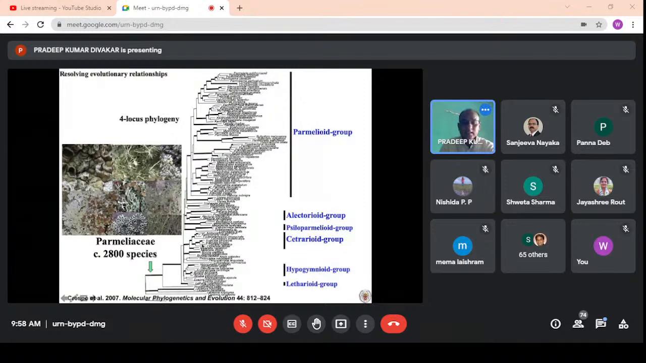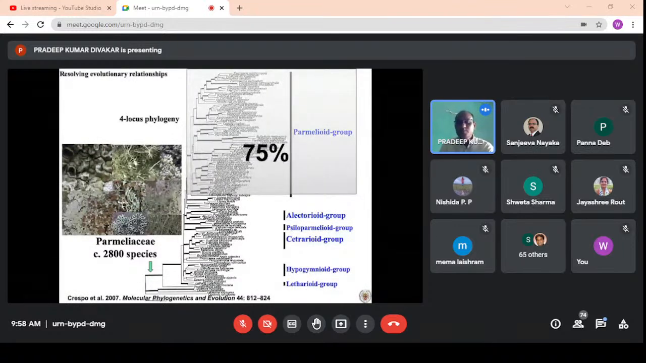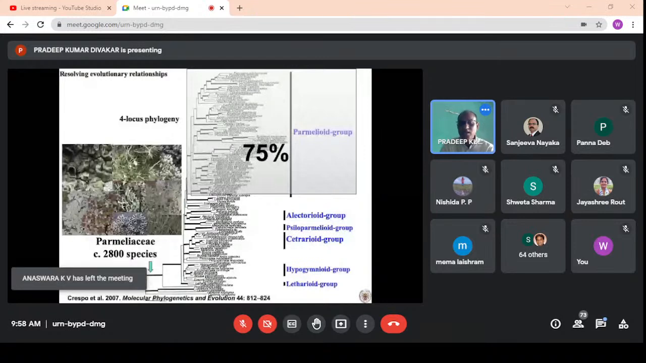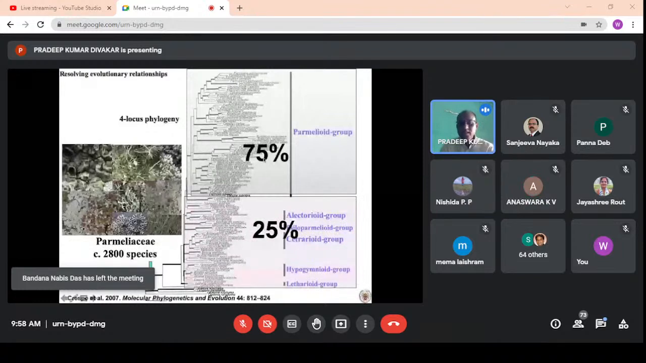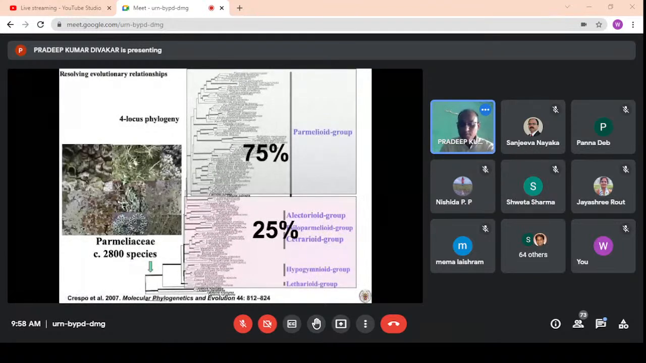That is what they did with the 4-locus phylogeny. And then in the second study, we focused on the whole Parmeliaceae. You could see the parmelioid groups: out of the 2,800 described species, 75% are grouped here in this group, and 25% of the species are in the rest of the groups. It means parmelioids have the highest species diversity in the family Parmeliaceae.